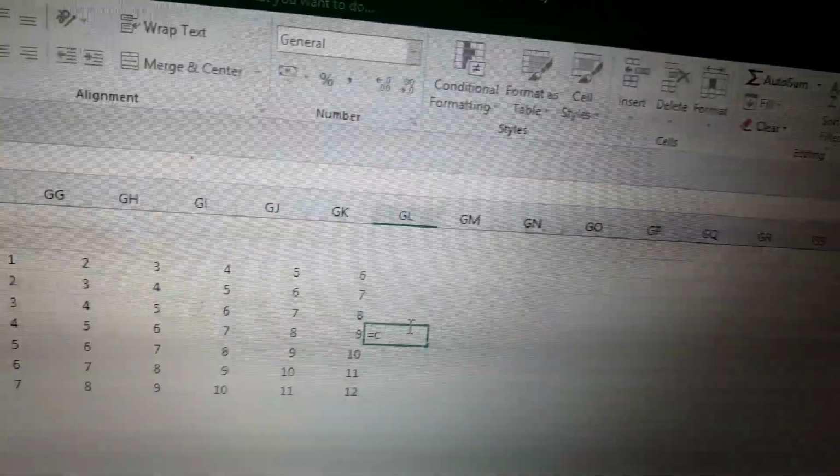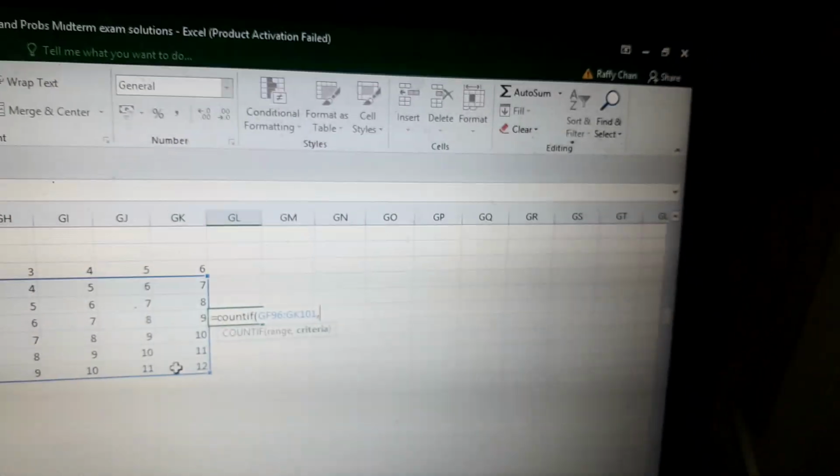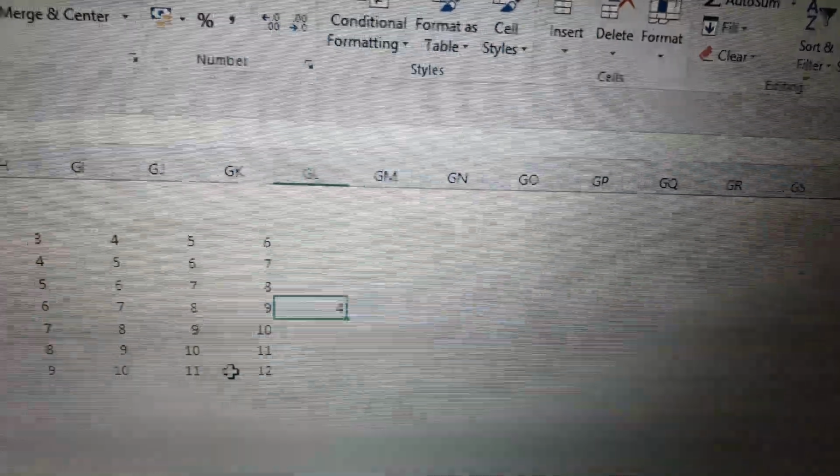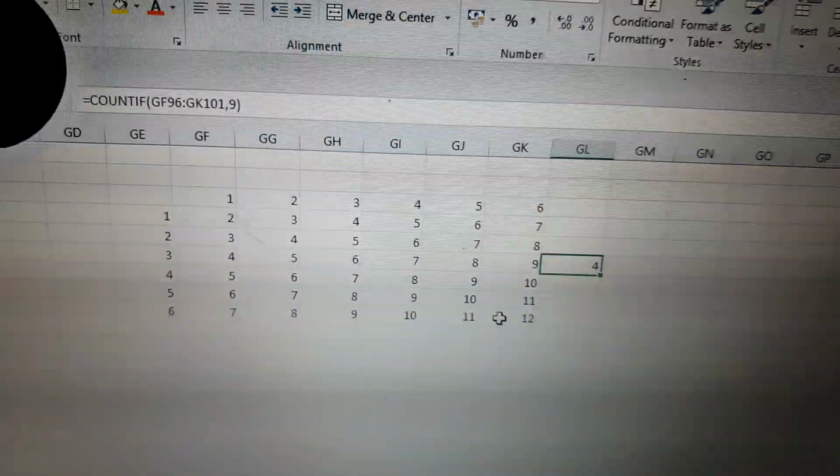So we count, and then we do the COUNTIF formula. Diba remember na mo yung COUNTIF? So COUNTIF, then choose the range, like we want to get this entire table. Then the criteria is 9. Of course, there are 4. So 4 9s. So 4 out of the 36 possible outcomes.